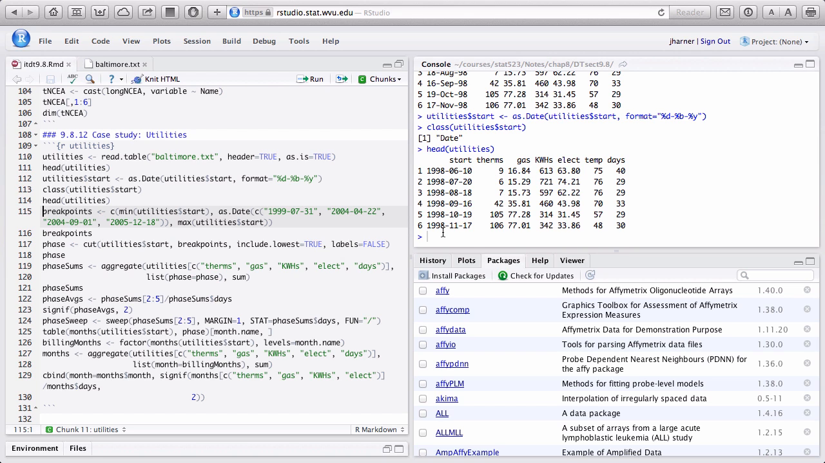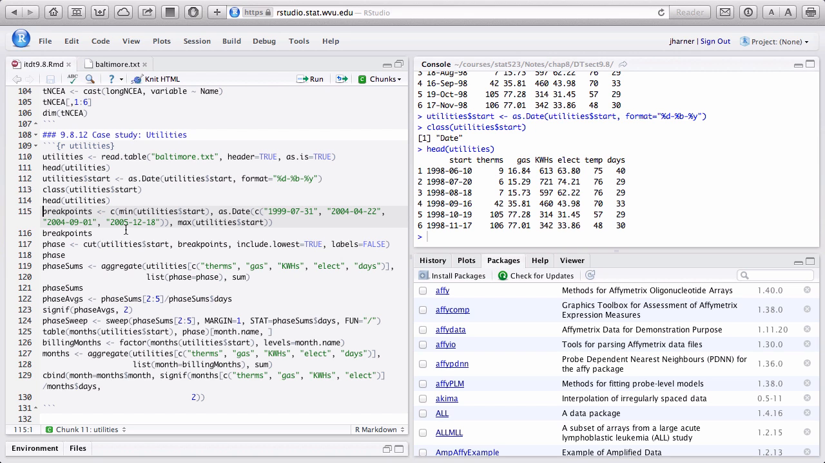Now, what I'm going to do is break the dates into 5 categories. So I'm going to form breakpoints, and the starting point will be the minimum of the dates, and then I'm going to take 1999-07-31, in other words, July 31st, 1999, and I'm going to coerce that. I'm going to coerce all of these into dates, and then the next breakpoint will be 2004, April 22nd, and the next one is April. The next one will be September 1st, and finally 2005, 12/18.